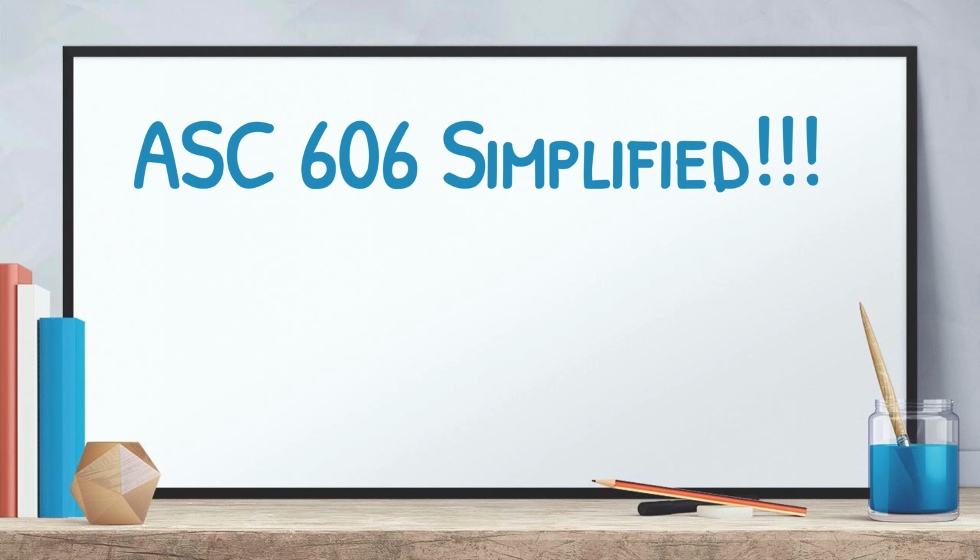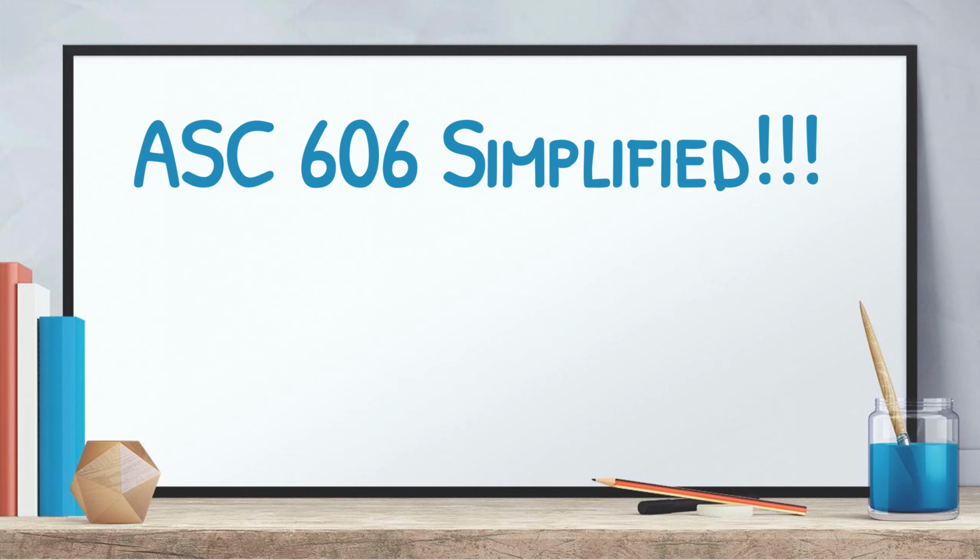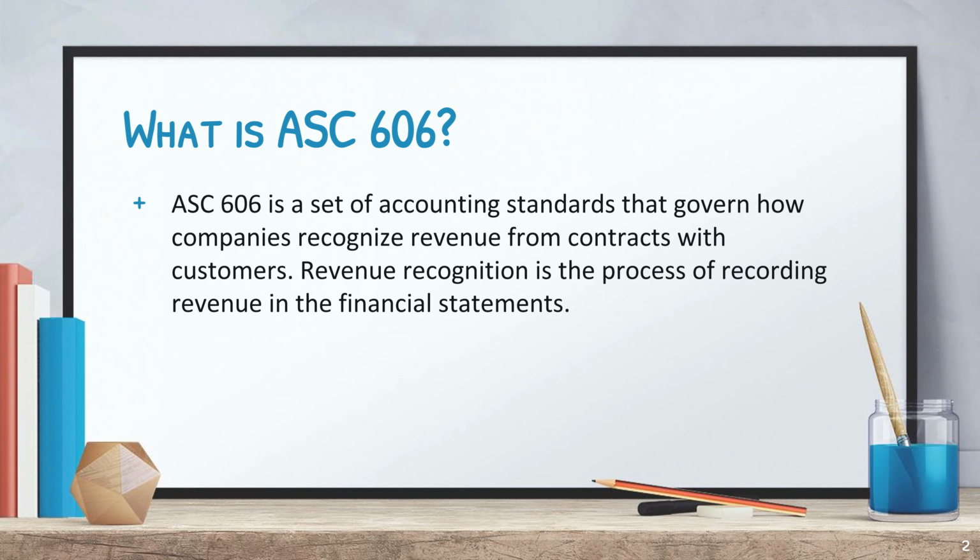In this episode, we'll talk about ASC 606, the new revenue recognition standard. ASC 606 is a big change from the old standard, so we are going to try to simplify it as much as possible. ASC 606 is a set of accounting standards that govern how companies recognize revenue from contracts with customers. Revenue recognition is the process of recording revenue in the financial statements.